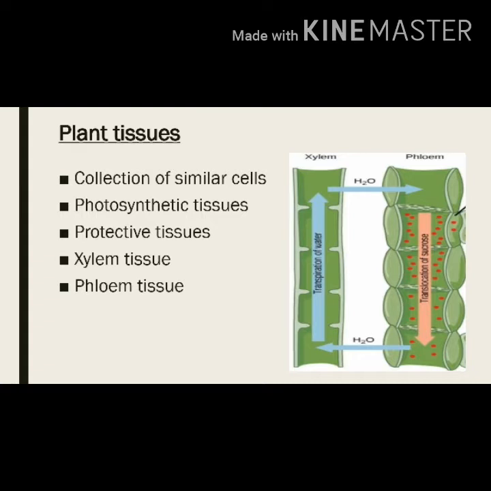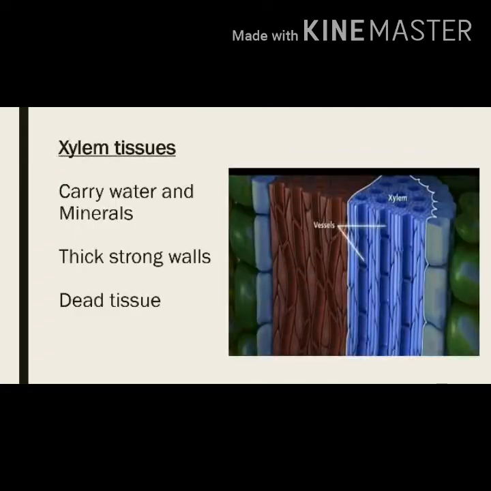There are a lot of different tissues in plants for unique purposes. Here, four tissues are discussed. First one is photosynthetic tissues. Second one is protective tissues. Protective tissues cover the surface of roots, stems and leaves. It is a thin transparent skin that protects the plant from damage or infection.